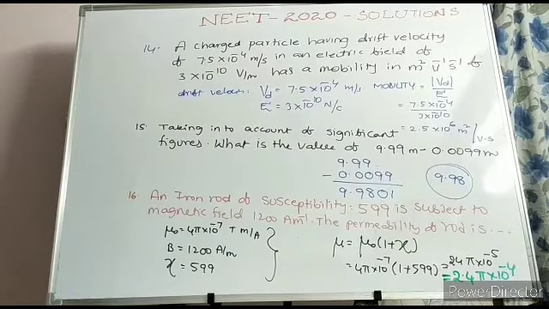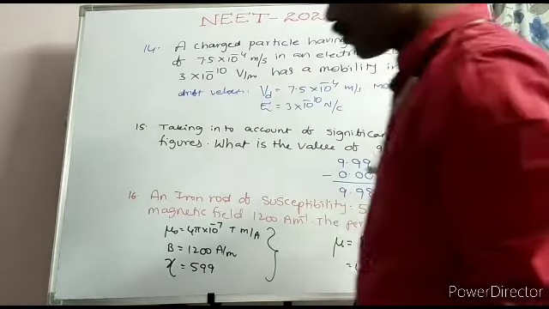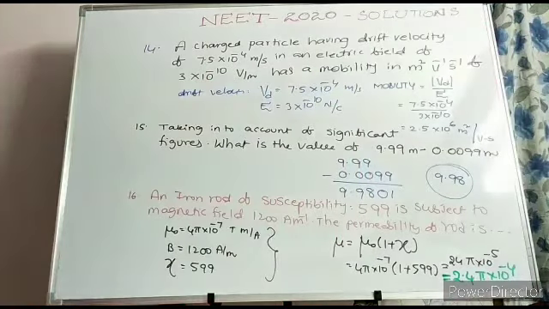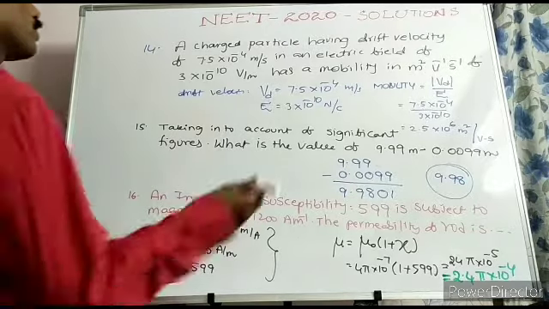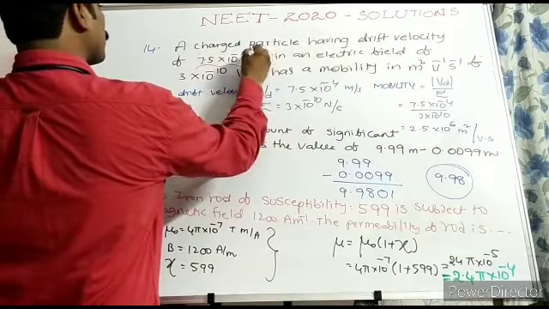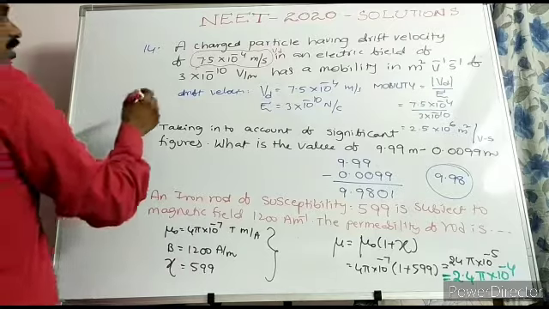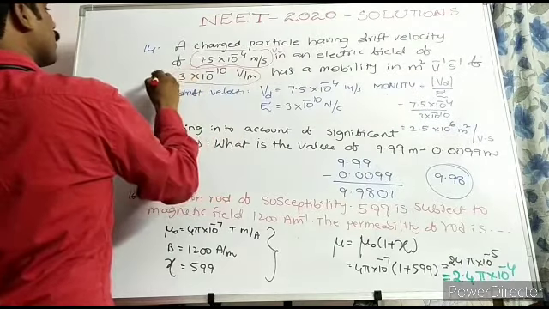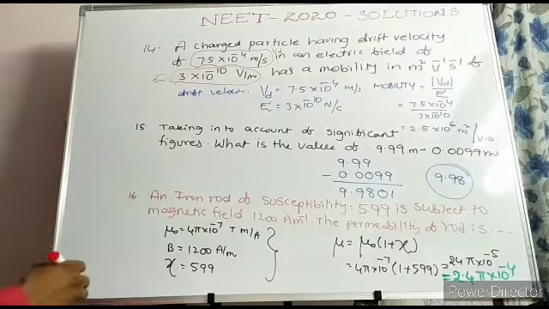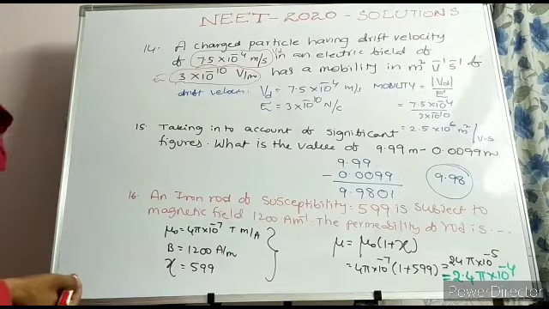Now here we have another question. A charged particle having drift velocity of 7.5 into 10 power minus 4 meter per second in an electric field of 3 into 10 power minus 2 volt per meter has a mobility in meter square per volt second. Drift velocity given Vd is equal to 7.5 into 10 power minus 4 meter per second. And electric field intensity is 3 into 10 power minus 2 volt per meter, or Newton per coulomb, no problem.